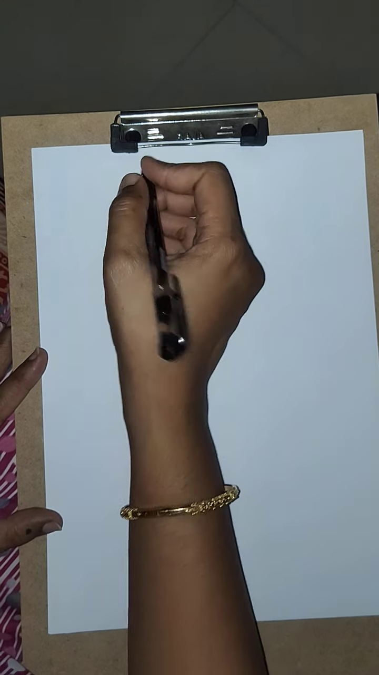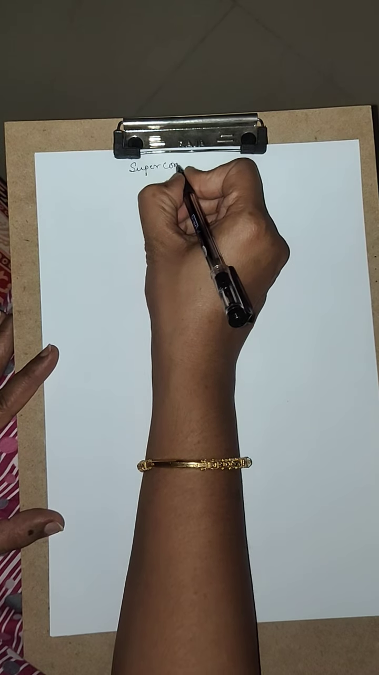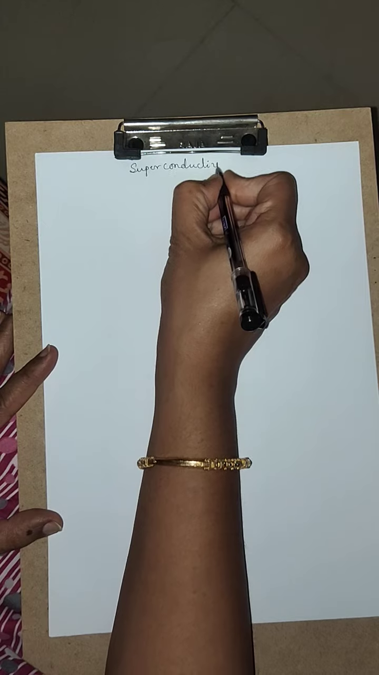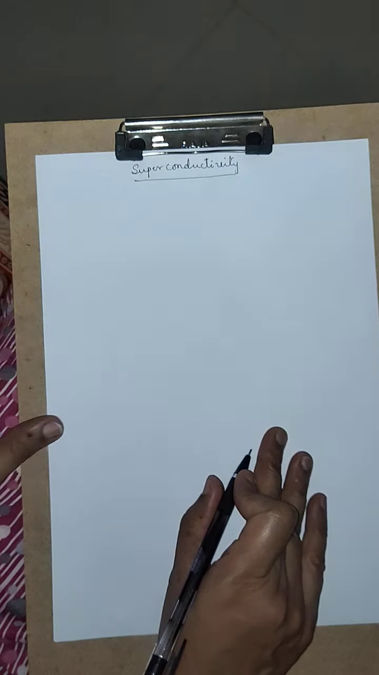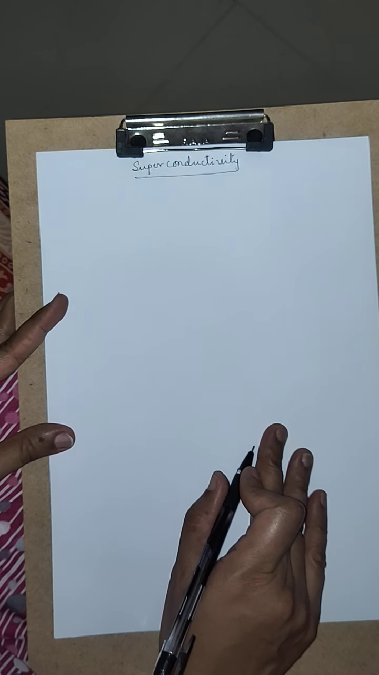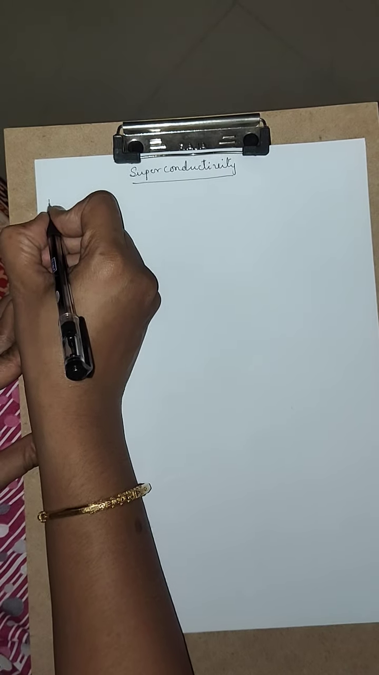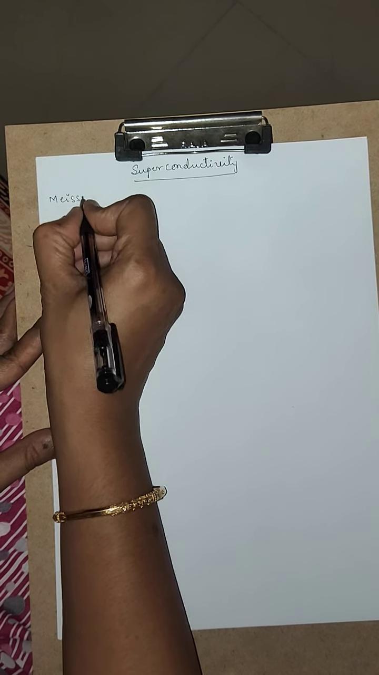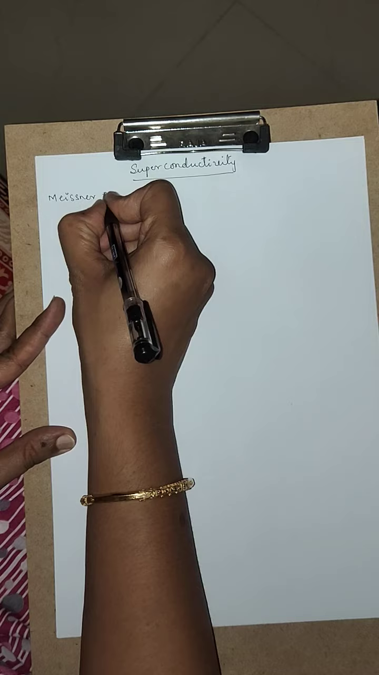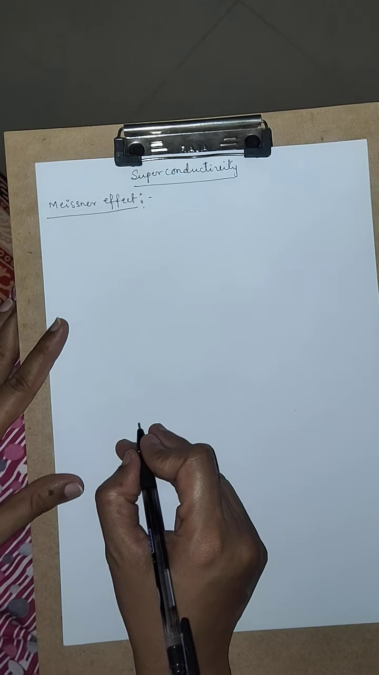Hello students, welcome back. Let us continue with the superconductivity. Today we are going to discuss a very important phenomenon exhibited by all the superconducting materials. The phenomenon was first studied by the scientist Meissner and it is known as the Meissner effect. Let us understand what this Meissner effect is.